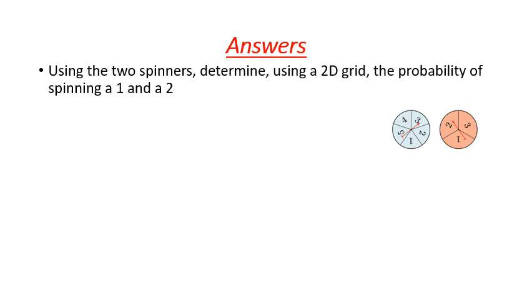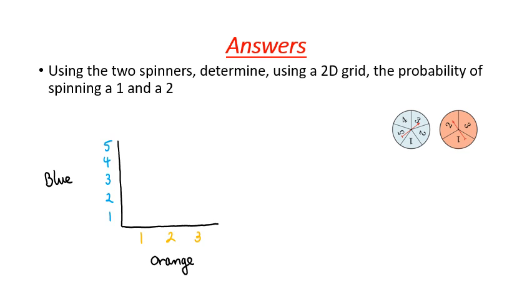For question 1, it said, using the 2 spinners, determine, using a 2D grid, the probability of spinning a 1 and a 2. Okay, so if we're going to draw our grid, we have the blue spinner, and the orange spinner, even though it may not be orange. Our options on the blue spinner are 1, 2, 3, 4, and 5. Our options on the orange spinner are 1, 2, and 3.